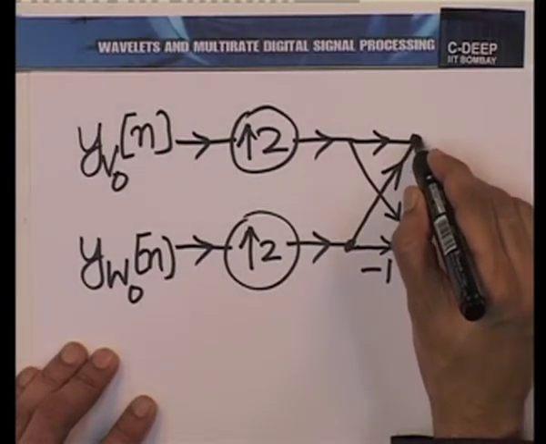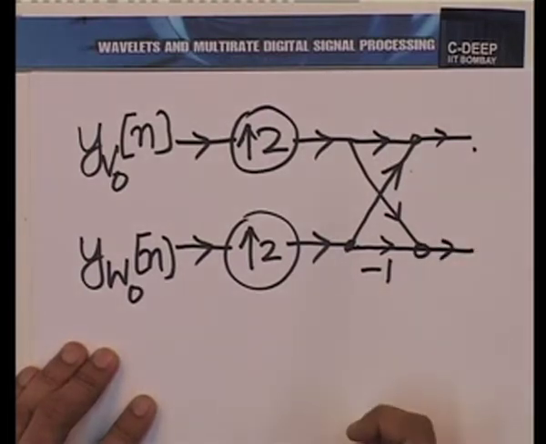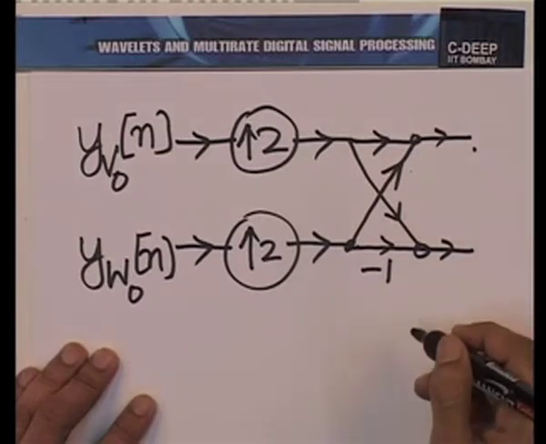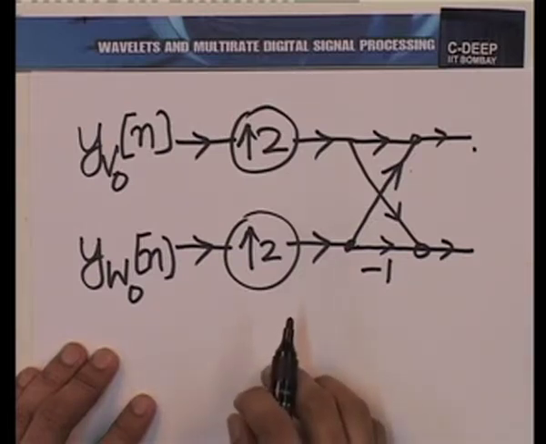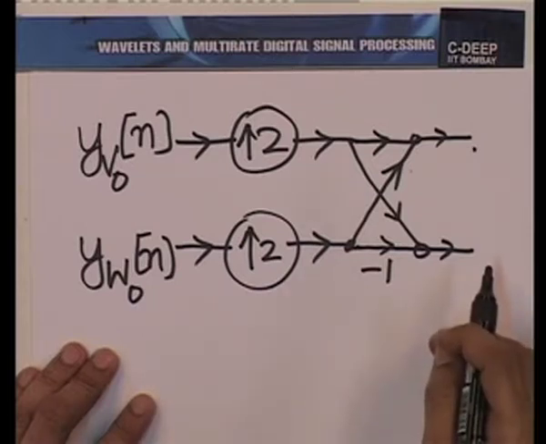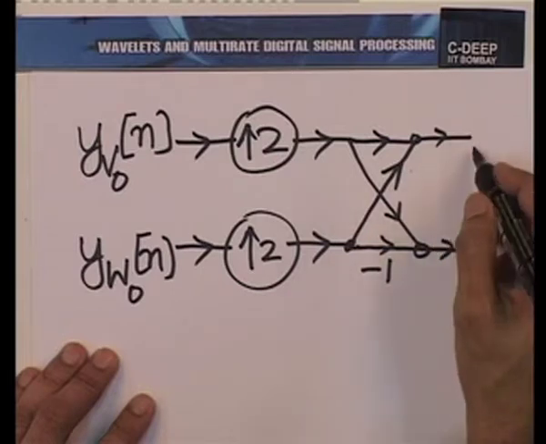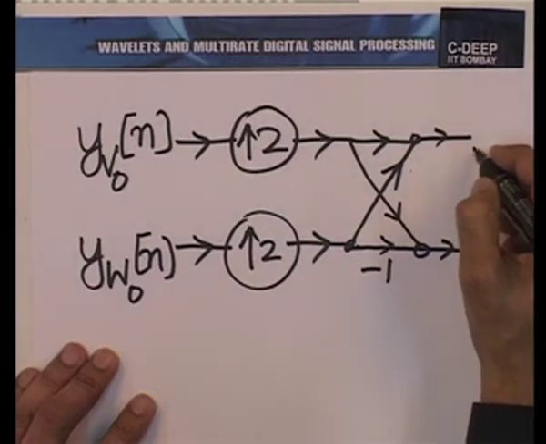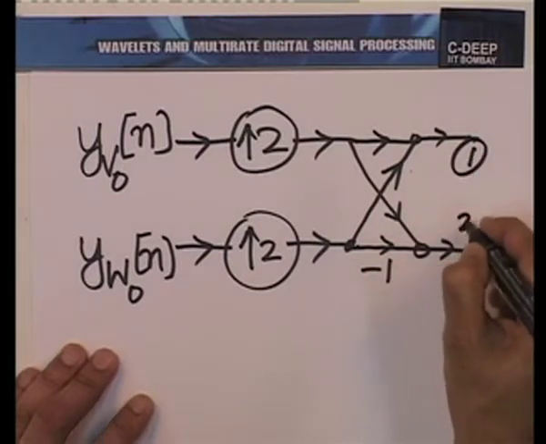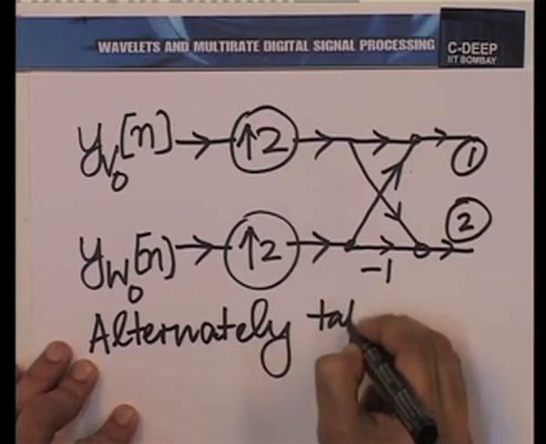And what I am saying is, I pass the sum branch at one instance and I pass the difference branch on the next instance. And remember, this is operating at twice the rate. So this upsampling operator needs to be located slightly differently. We have to interpret this properly. We are saying, essentially take the sum branch at the 2nth point and the difference branch at the 2n plus 1th point. So, let us write that down. Let us call this the point 1 and the point 2. Alternately take 1 and 2.